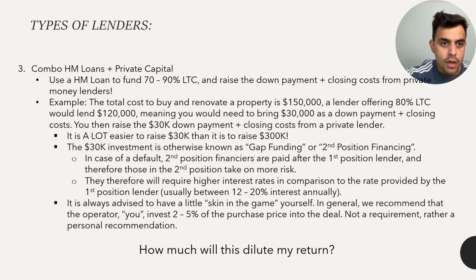So, for example, the total cost, that same example from before. The total cost to buy and renovate a property is $150,000. Lenders offering 80% loan to cost are going to lend $120,000. You've got to come up with $30,000, the down payment plus closing costs.